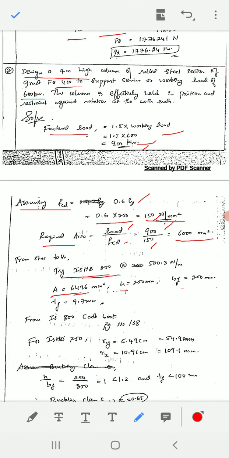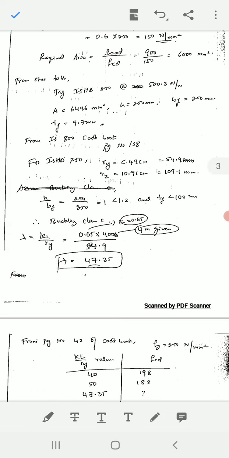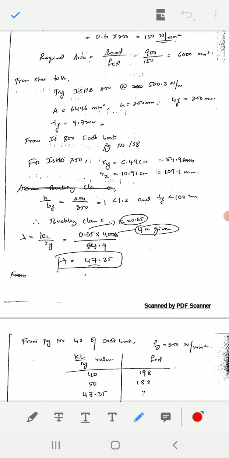So H is 250, BF 250, 8.7. In the same way as in the previous problem, we did that. On page number 138 of the code book, where ISHB is 250, we want the RY and RZ values. I showed in the previous problem how to calculate, see from the code book on page number 138. So H by BF you have to find out here. H by BF is less than 1.2. In the same way TF is less than 100. This you can write or you can skip also, right? You can directly write buckling class C, same as in the last problem.